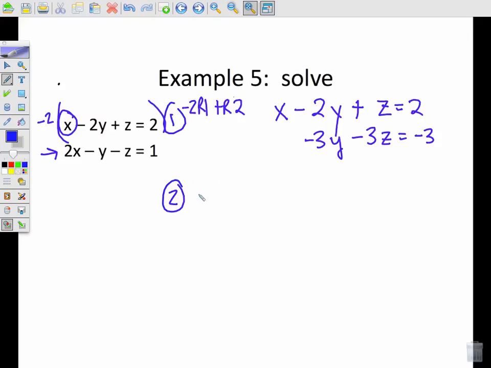Now my second step, I can take row 2, and I can divide by negative 3, and what this will give me is, my first equation again remains the same. My second equation will become y plus z is equal to 1.